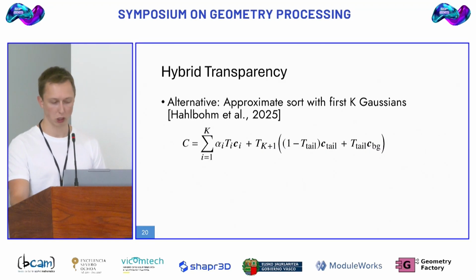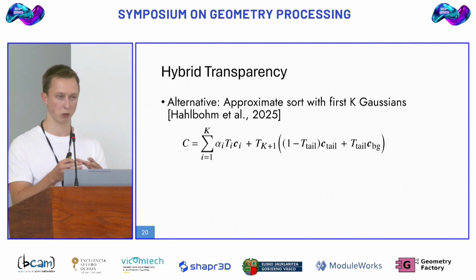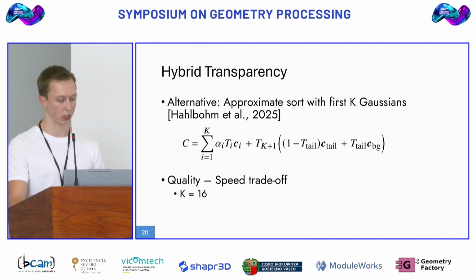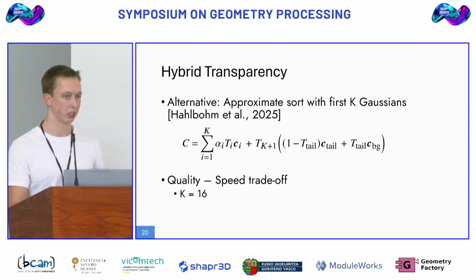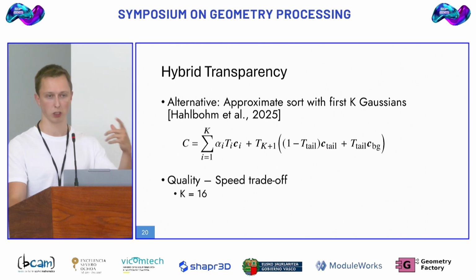I want to mention that this is not the only approach. There are other approaches out there to solve these artifacts. One of them is hybrid transparency, which uses a much simpler scheme where they approximate the correct sort order by only sorting the first k Gaussians perfectly, and then blend the rest of the Gaussians into one color and blend that with the sorted Gaussians. This is a quality speed trade-off, as this cannot reproduce perfect per pixel sorting, but you can get a nice trade-off. They also found that sorting only the first 16 Gaussians can be enough to achieve the same performance as 3DGS.